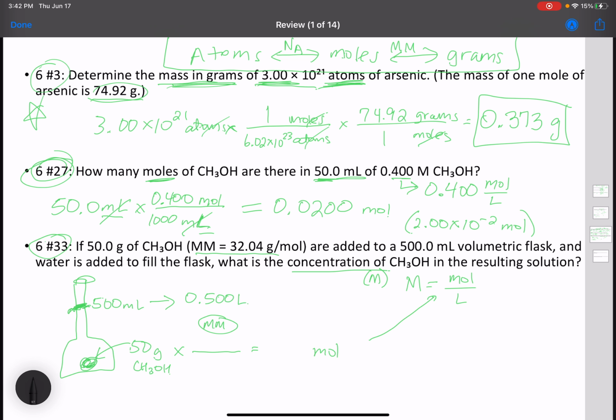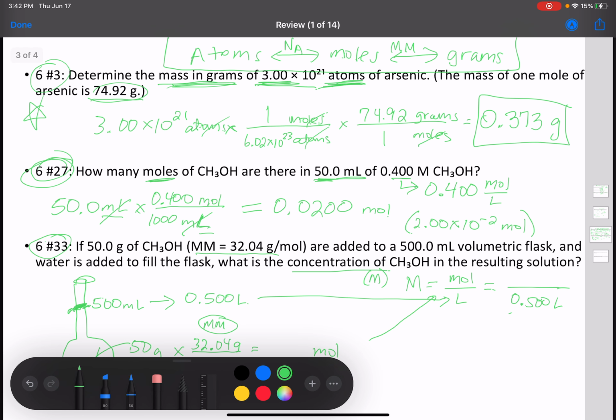All right, and then I can plug that in right there. So I'm going to go ahead and plug in my 0.500 liters on bottom. I'm going to calculate moles over here on the side. So 50 grams of methanol. The molar mass of methanol, it tells us so conveniently, but we could just calculate it ourselves using the periodic table. Oops, and I don't want to put that number on top.